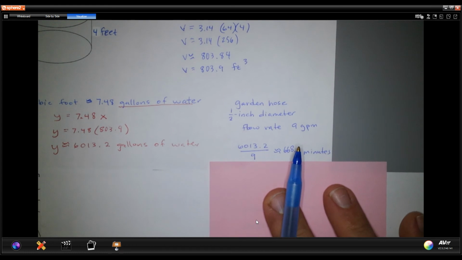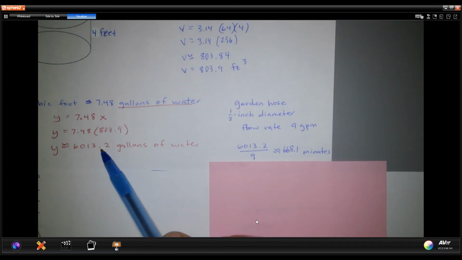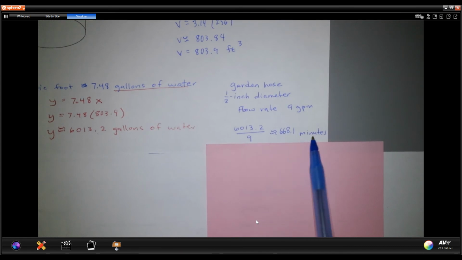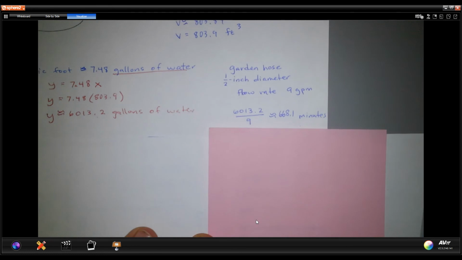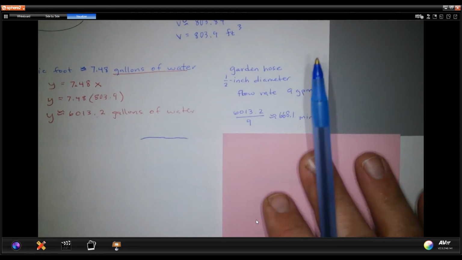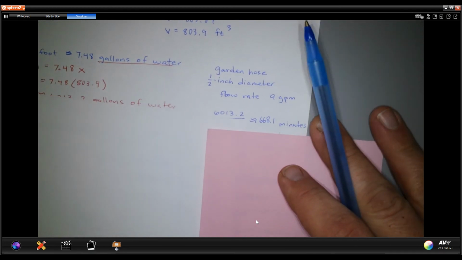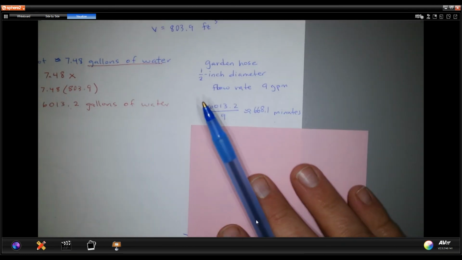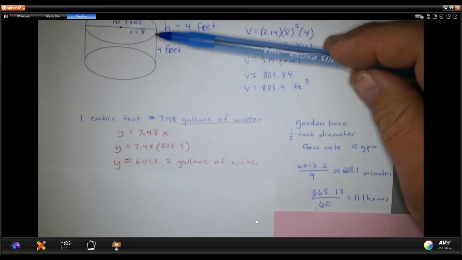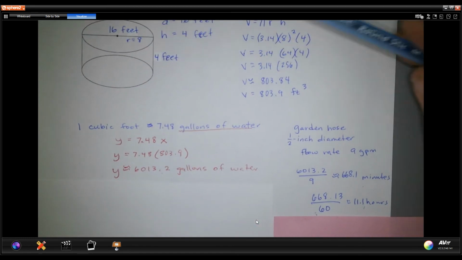What we do with that is we're going to take our total gallons of water that we need and divide it by 9 so that we find out how many minutes it's going to take to fill it up. We're like, oh, okay, 668 minutes. That's not too bad, right? Well, think about that. Let's take our number of minutes and divide it by 60. And we find out that using that standard garden hose, it's going to take just over 11 hours to fill up that pool. That's quite a bit.